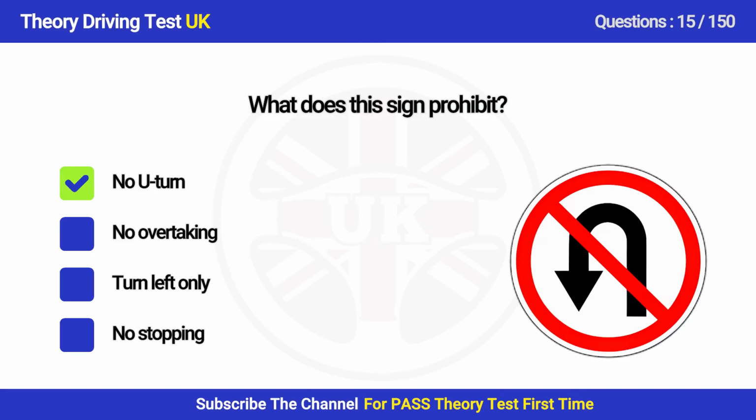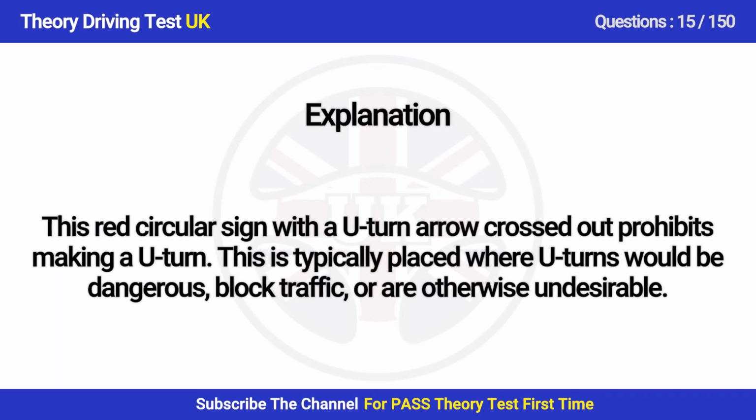Answer is A. No U-turn. This red circular sign with a U-turn arrow crossed out prohibits making a U-turn. This is typically placed where U-turns would be dangerous, block traffic, or are otherwise undesirable.